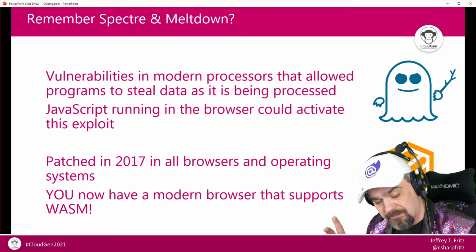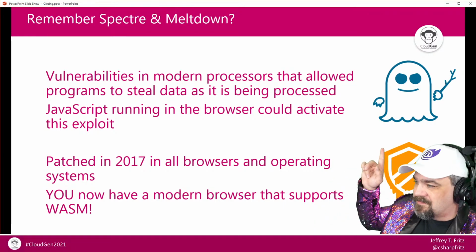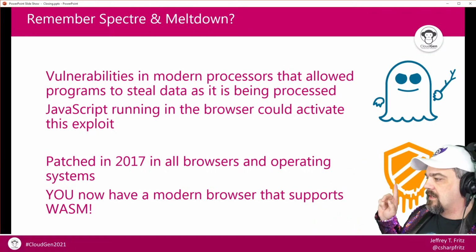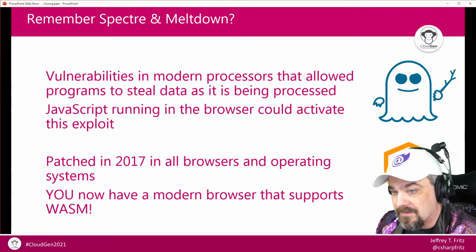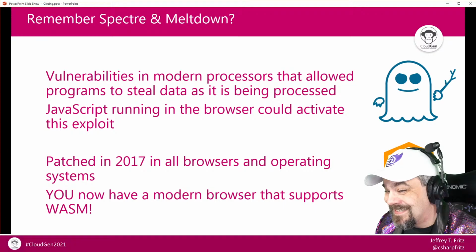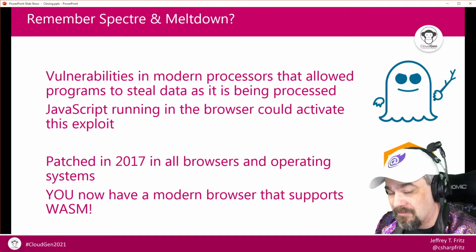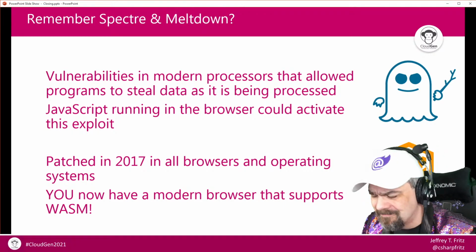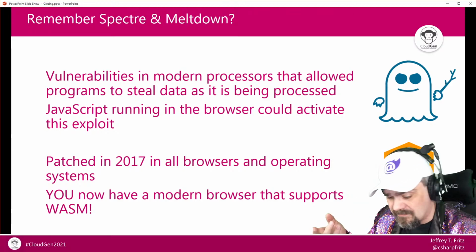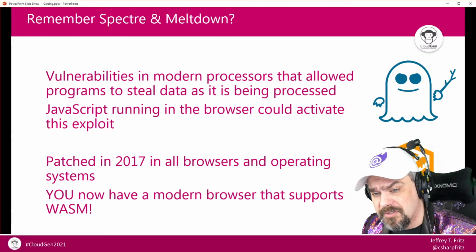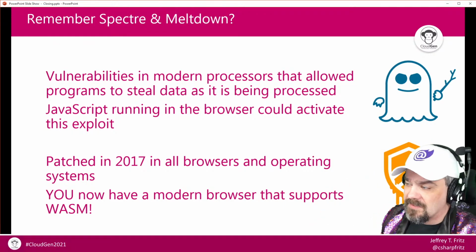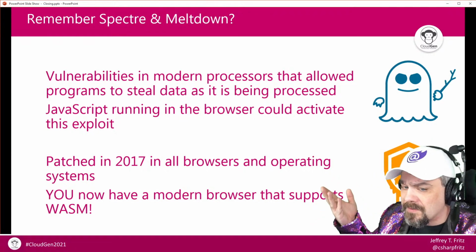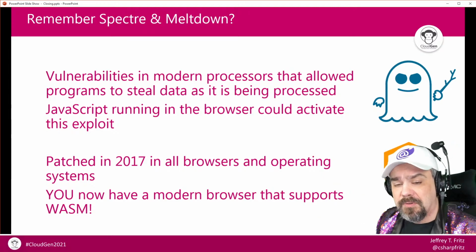Now, do you remember these things? Spectre and Meltdown. There you go. You can see the icons over here. These were vulnerabilities in modern processors that allowed programs to steal data as it was being processed. Right? Wasn't that a pain in the neck? And everybody who had a modern processor on their machine had to patch their browsers and operating systems. So even JavaScript in the browser could activate these exploits.